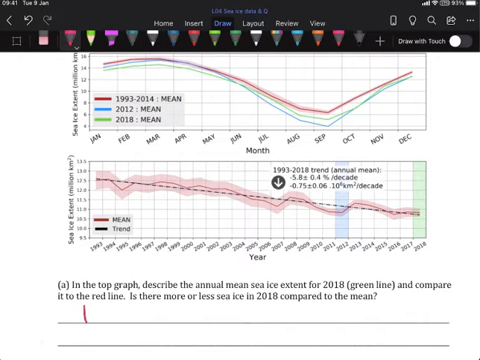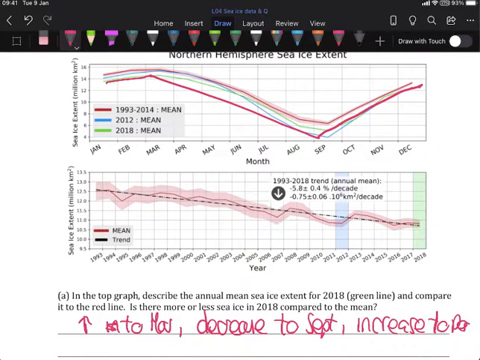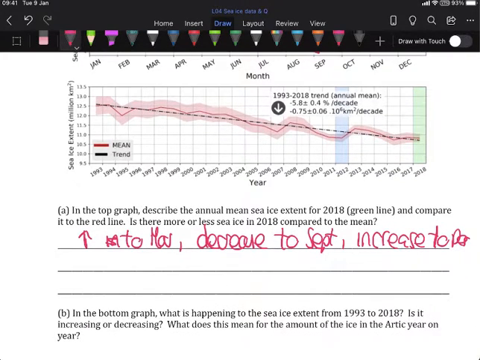So in reality, what this is looking for is that there is an increase in the ice up to March. There is a decrease in the ice to September. And there is an increase again to December. Okay, so if you look at this top graph, there is the increase to March, there's a decrease to September, and an increase again to December. Is there more or less sea ice in 2018 compared to the mean? So the 2018, there is less sea ice down here in the green line compared to the mean of the overall. So there's less sea ice.